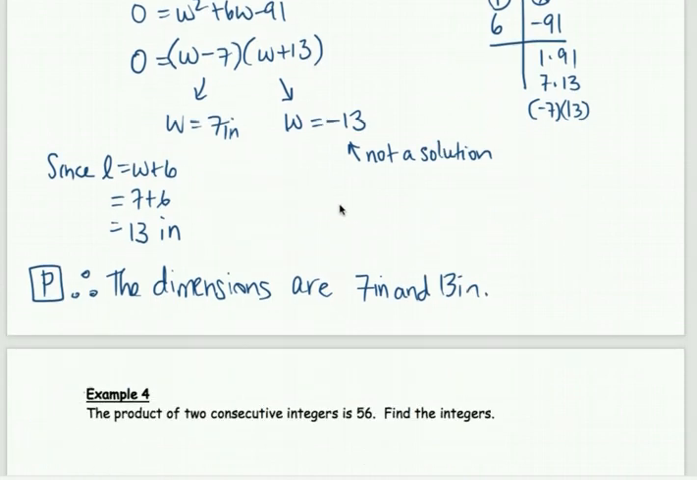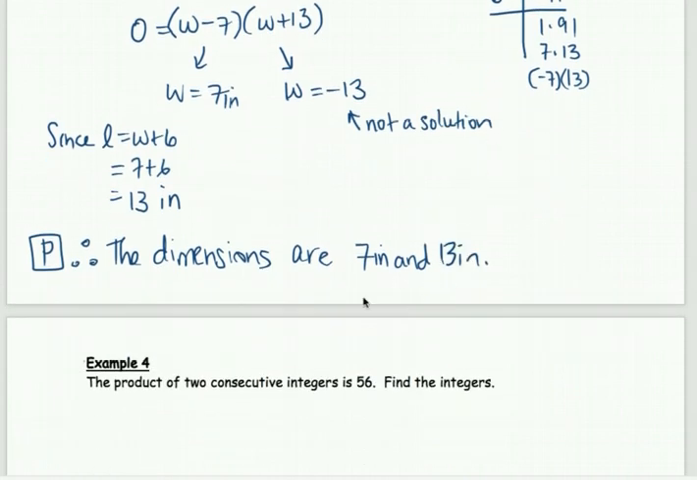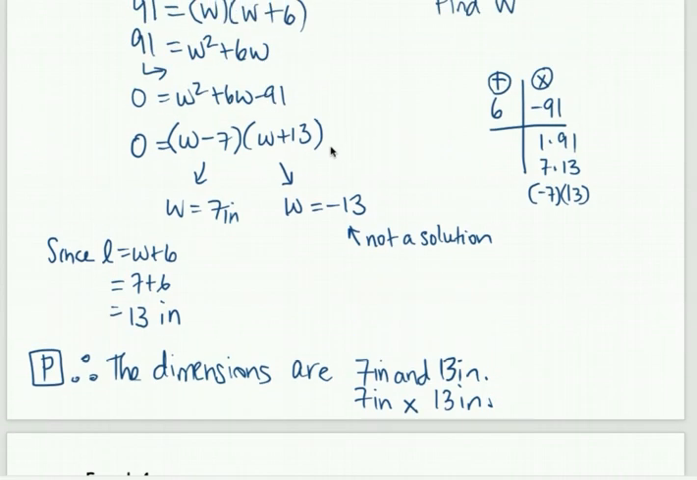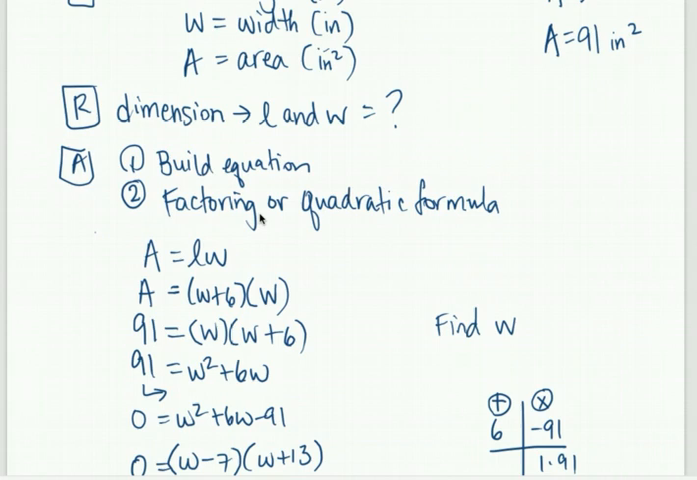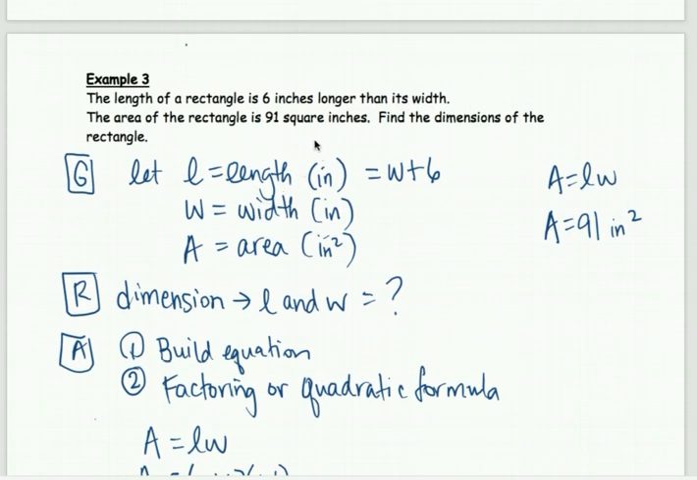Okay, and you'll see some problems or books write it as 7 inches by 13 inches. Okay, because that's how they write dimensions, length by width, with an X. So they say 7 inches by 13 inches. Okay, so yeah, there was another factoring type question. Okay, but again, we had to build this one from scratch. We had to set the variables.